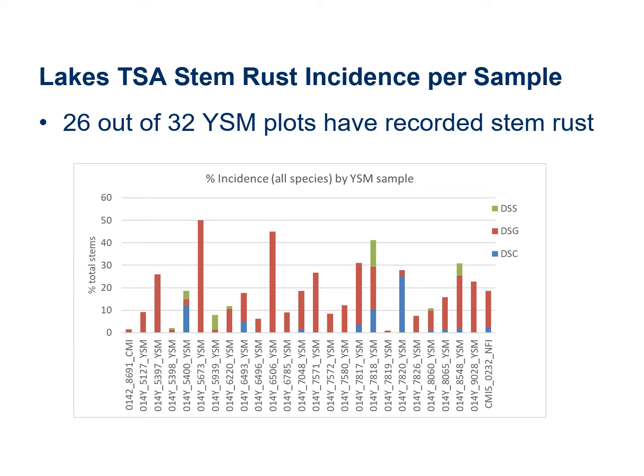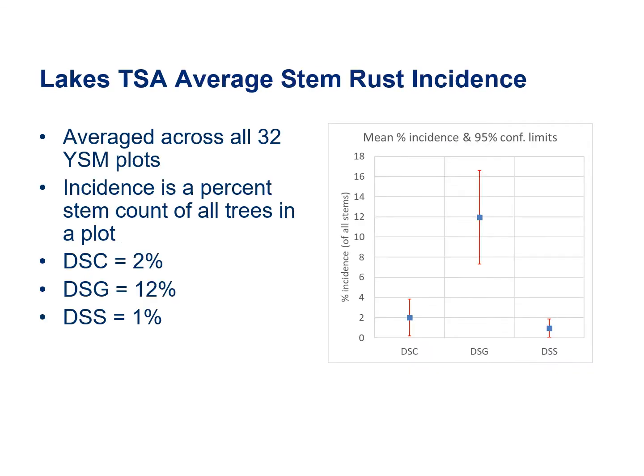Out of a total 32 YSM sample plots established in the Lakes TSA, 26 plots had some level of rust presence. When averaged across all YSM samples in the Lakes TSA, the measured stem rust incidence, shown as blue dots in the chart, is 2% for DSC, 12% for DSG, and 1% for DSS, for a combined 15% stem rust incidence. The 95% confidence intervals around the average percent are also shown in red bars.